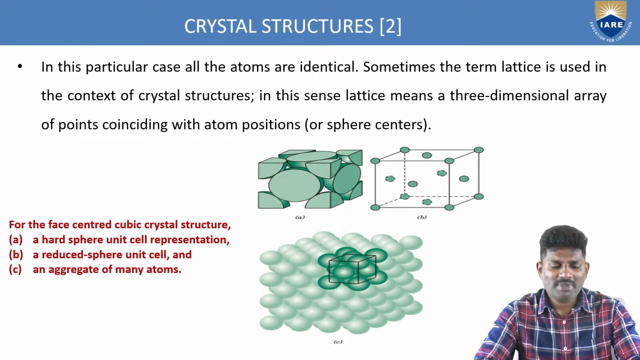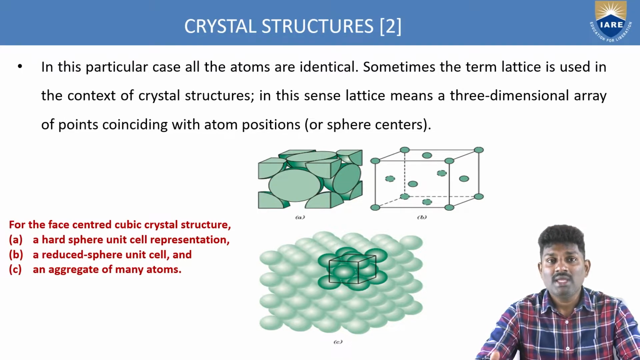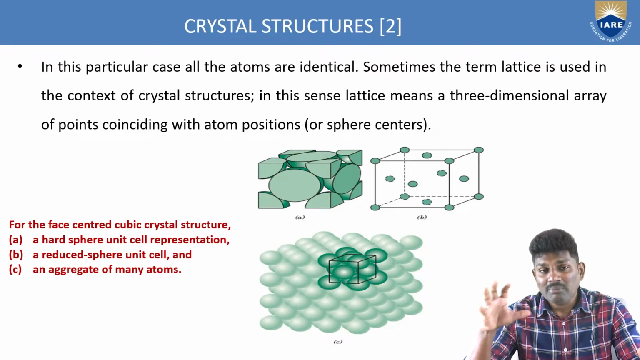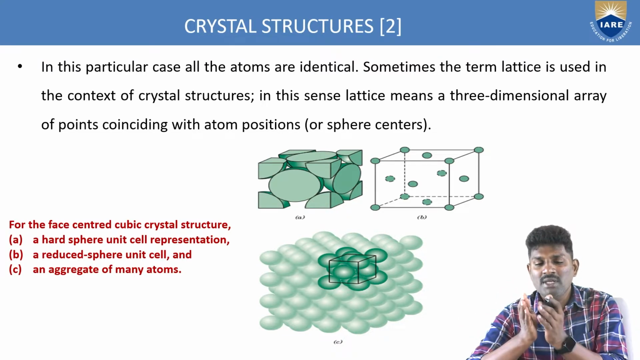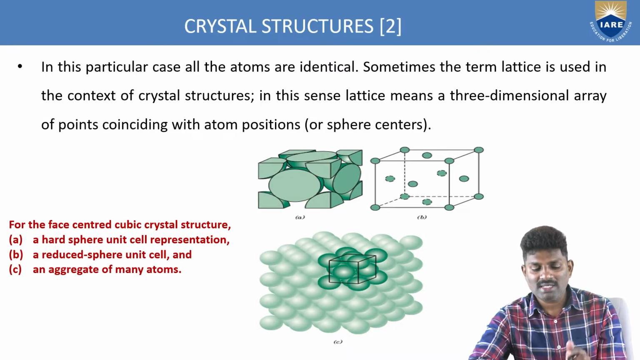So generally what is happening here in this particular case, all the atoms are identical, is it not? So what are the atoms we are considering in the solid sphere model? These are identical only. So sometimes the term lattice is used in the context to explain the crystal structure. Since it is very identical, we can't identify the complete structure of the material. So what we have to do is take some portion from the complete lattice structure. That is called a unit cell.